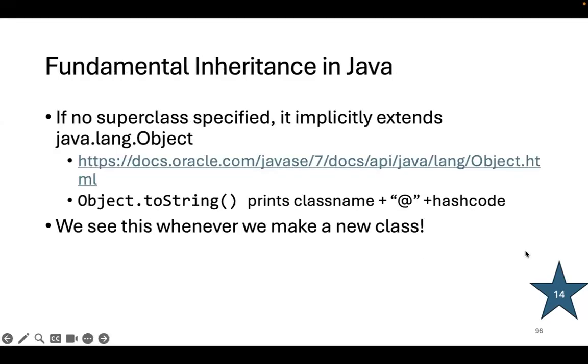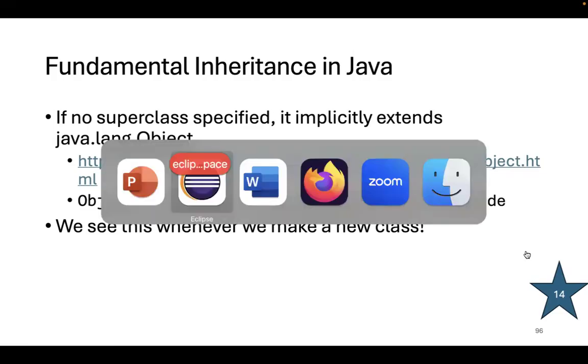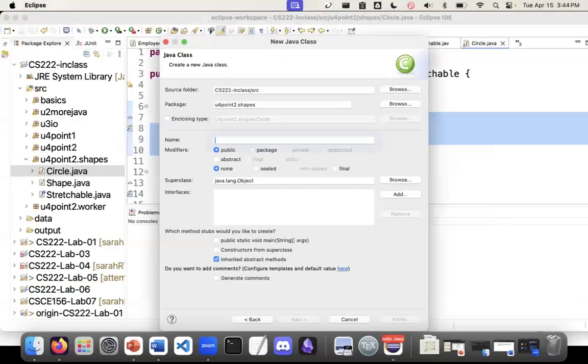I also want to mention that there's been this kind of fundamental inheritance that we've had this whole time, where whenever we go to make a new class, so I'll just show you this. If I don't type anything and I don't say this class extends something else, it shows up that the superclass is java.lang.Object. So Object exists as a common superclass for everything else. So that's where we start.